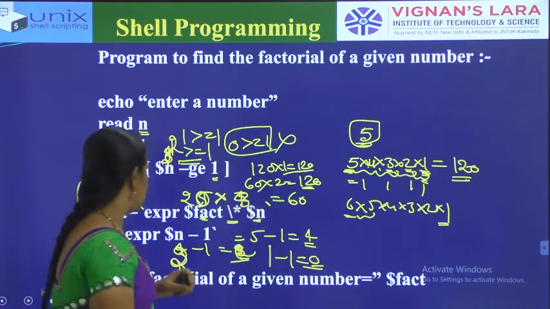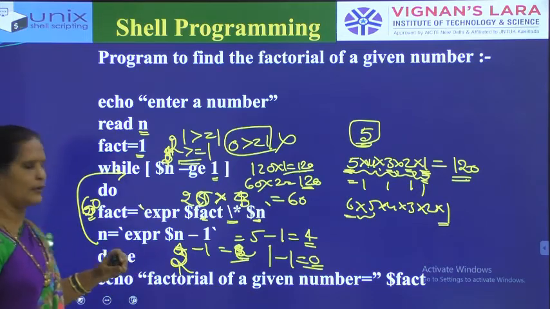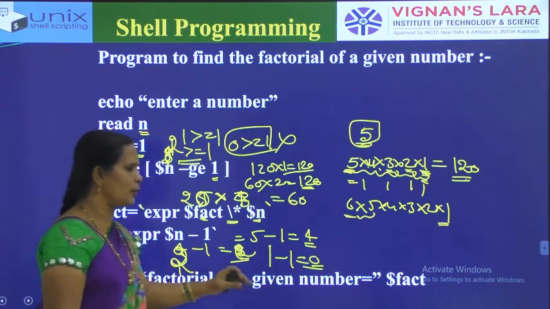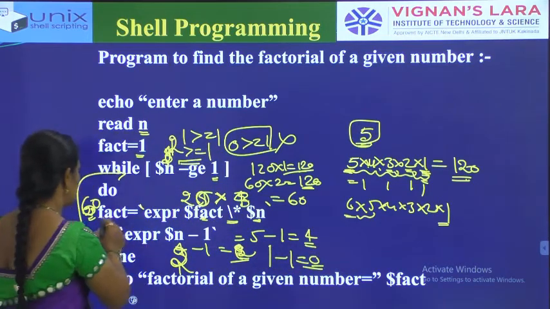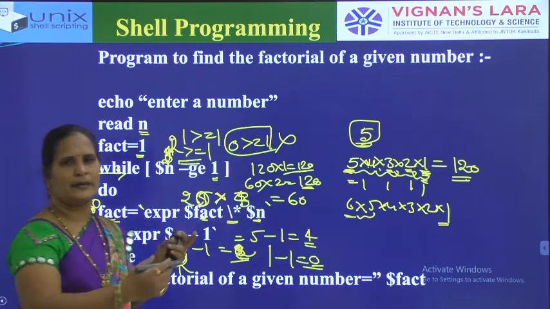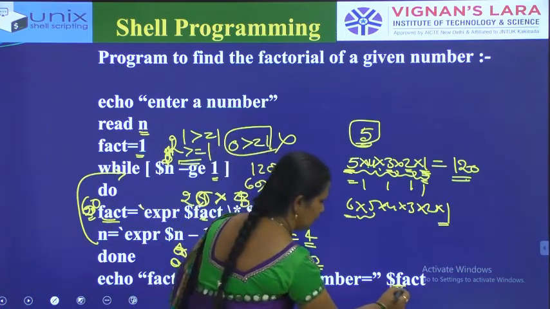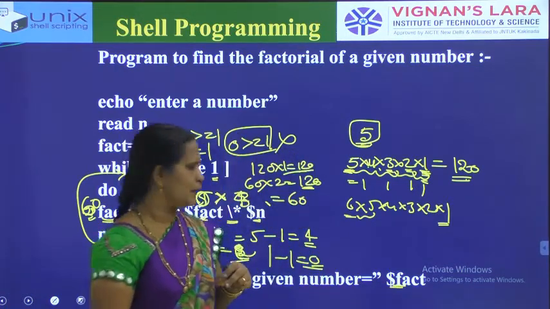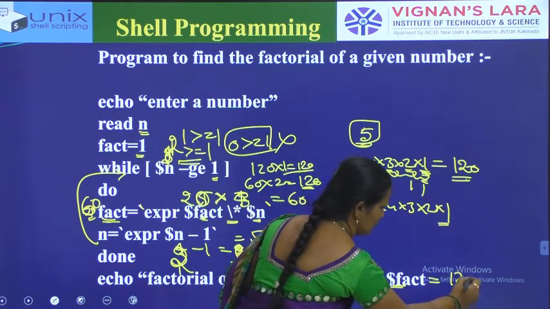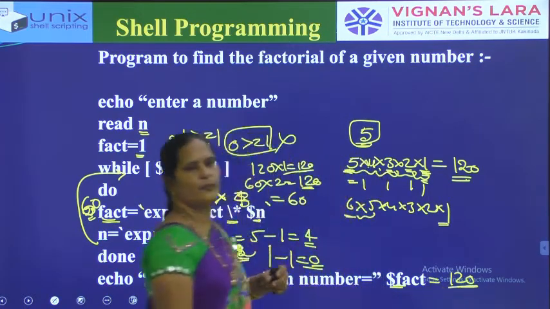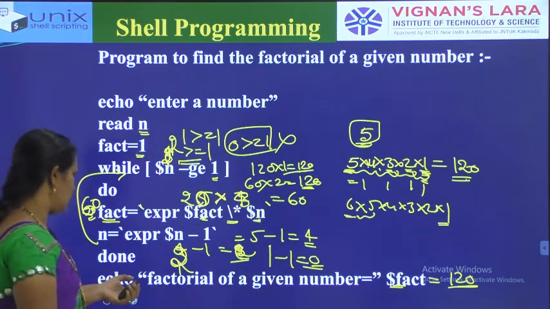In order to print the factorial value, we have to specify the echo statement. Echo factorial of given number is equal to. The final value is stored in a variable fact. In order to get the variable, we have to precede that variable with $fact. That is going to print the factorial of the given number 5, which is equal to 120. This is the output of this program. Observe the output clearly.